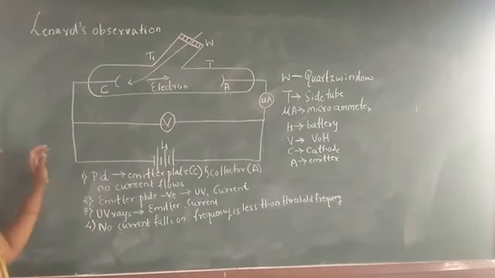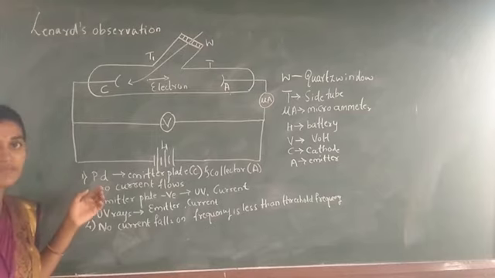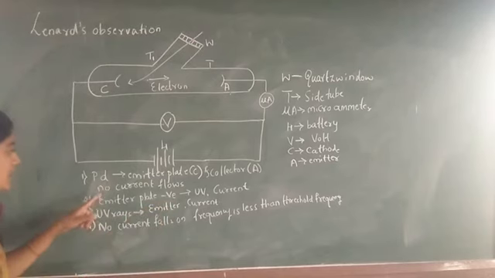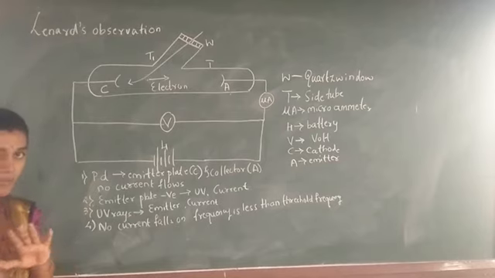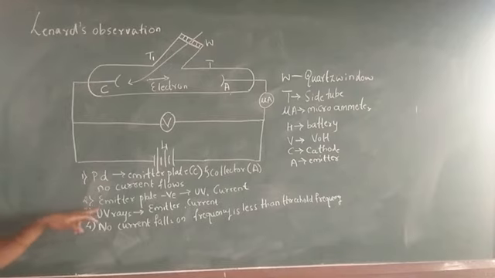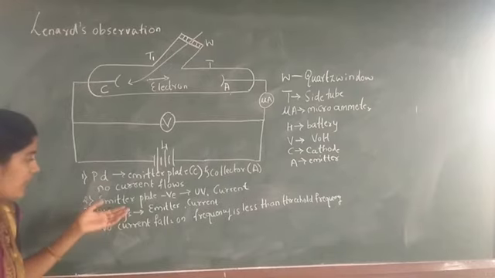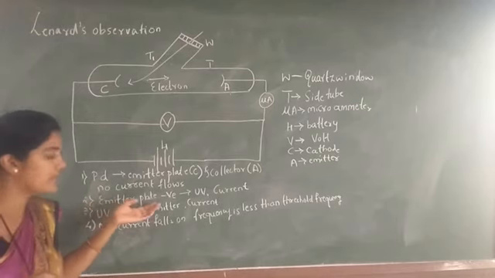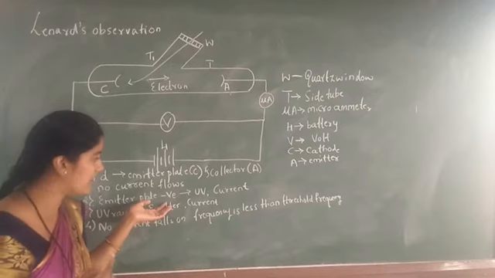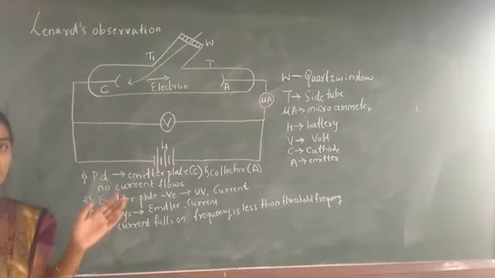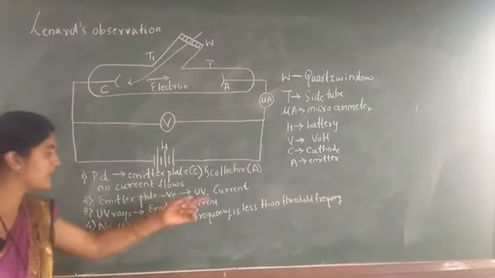Now by using this diagram, when a potential difference is applied between the emitter plate C and the collector A, there will be no flow of current. Second, when we take the emitter plate at negative potential and ultraviolet rays are made to fall on it, there will be current flow.